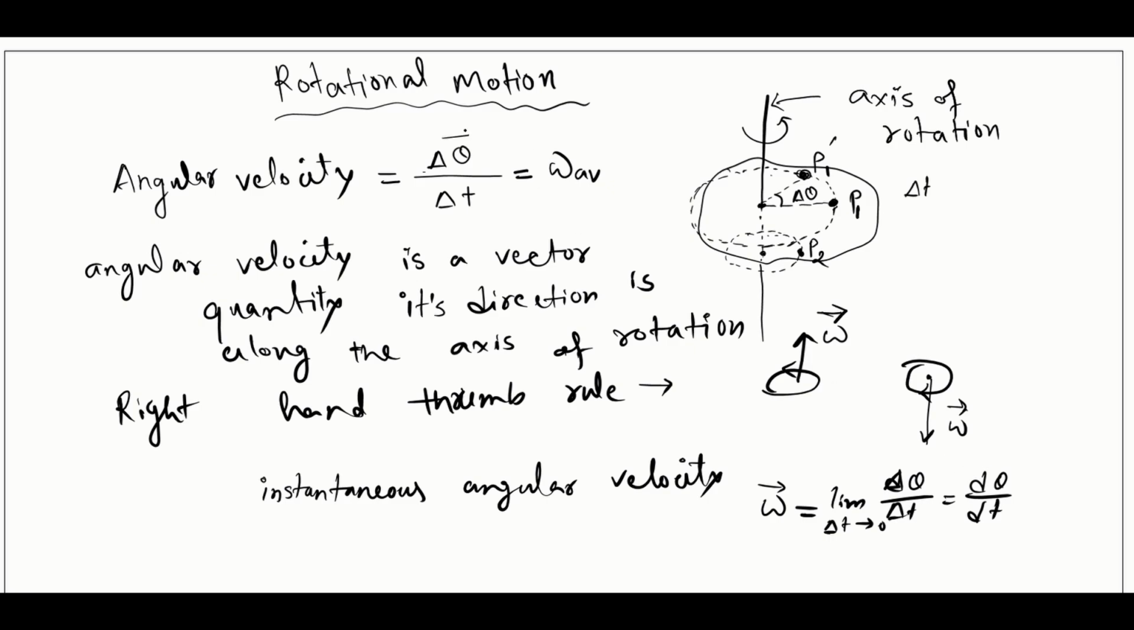The angle will also be taken as a vector quantity, because for clockwise direction the angle is taken as negative, and for anti-clockwise direction the angle theta vector is taken as positive. For this rotation theta is taken as negative. This omega is taken as positive. This omega is taken as negative. Clear? This direction is given by the right hand thumb rule.